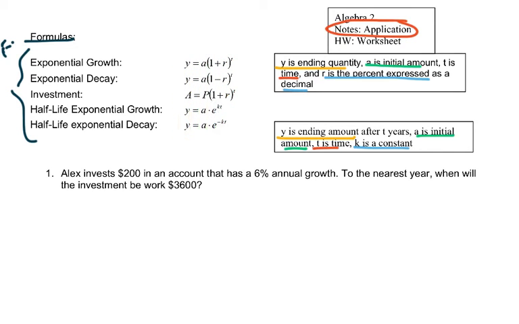Let me erase these so we can see our formulas. So we're going to use exponential growth or exponential decay if something is getting bigger. Growth, smaller would be decay. Investment, if it says the word invest. Now, the only time we're really going to be using these half-life formulas is if it says half-life, if it talks about some kind of element or fossils. Our big element that we talk about generally is carbon-14.